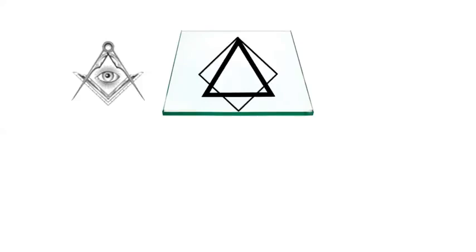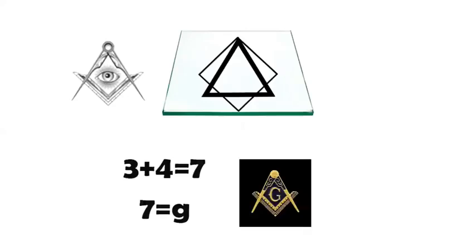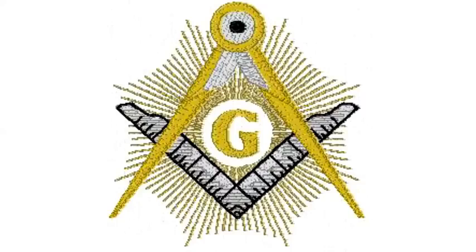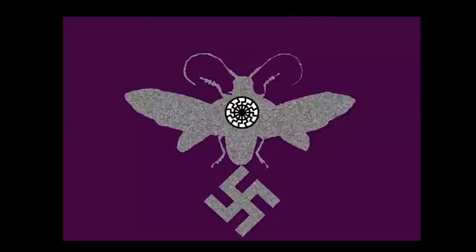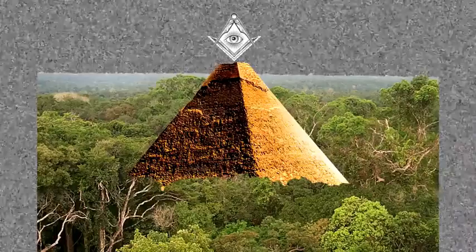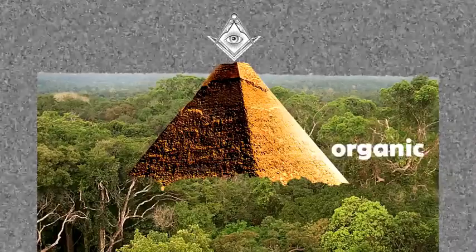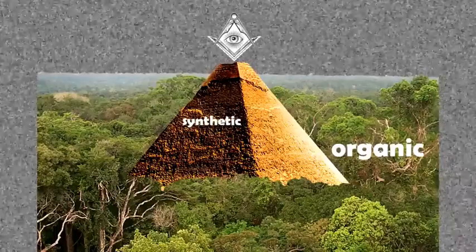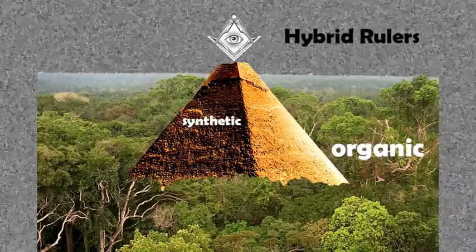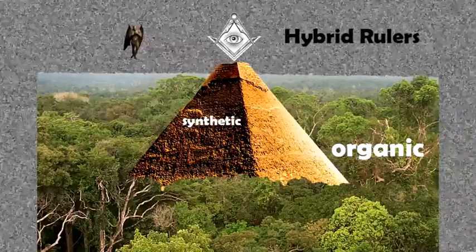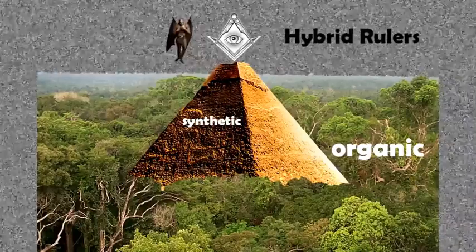So you have the square and the triangle. We all know this symbol. 3 and 4 give 7. G is the 7th letter of the alphabet. So this symbol stands for the replicator god and its hybrid creation. So our organic society is dominated by the hybrid insectoid life system. Their god is not the organic god, but the synthetic replicator god.